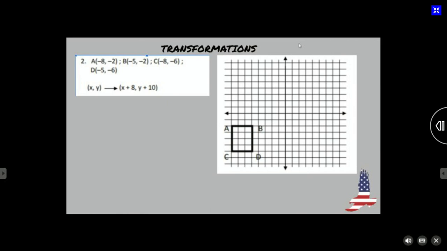X, Y. Plus 8. Y, negative 2, plus 10. So A prime: negative 8 plus 8 is 0, and negative 2 plus 10 is 8. Stay on 0 and go up 8.